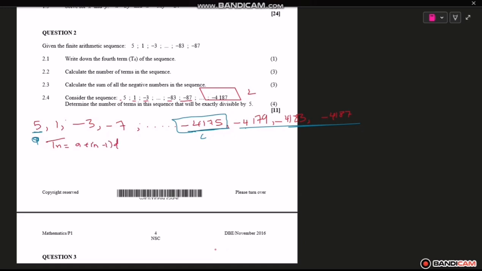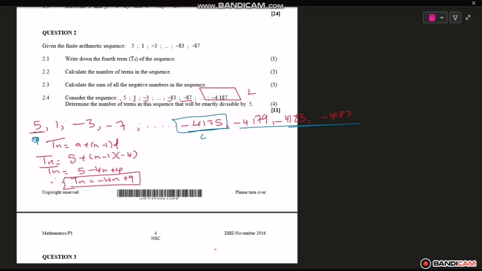Negative 4175. Therefore, you can use this formula. First, you can find the general term. Now, you know that a is the first term, and the formula is a plus n minus 1 times d. Then what is d? It's negative 4. Therefore, the value of tn is going to be 5 minus 4n plus 4. Therefore, tn equals negative 4n plus 9. So this is our tn.